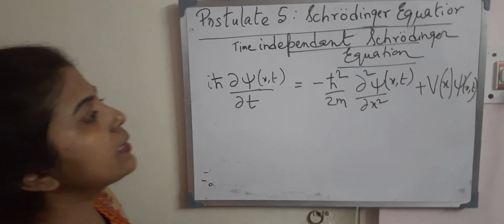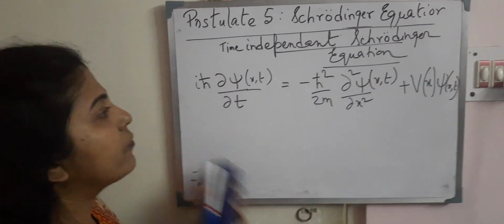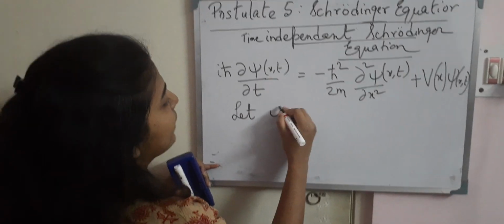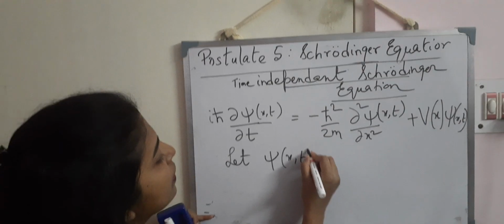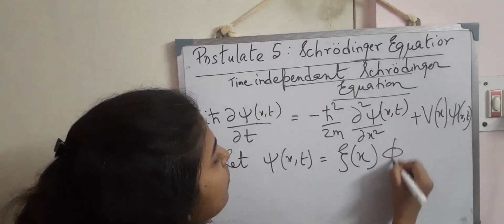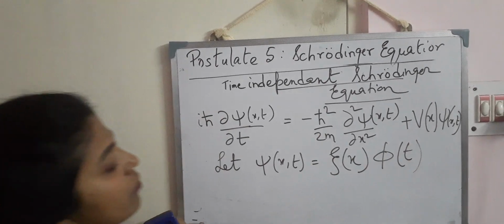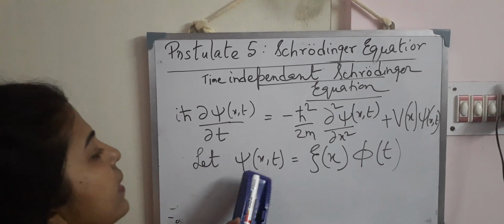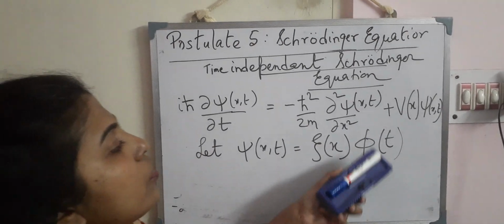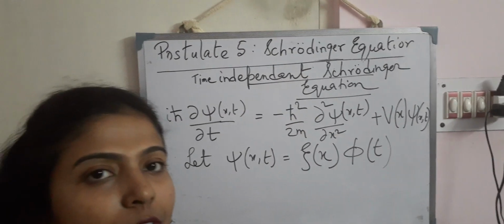Now I said that we will be applying the method of separation of variables. What I mean by that, I assume a solution: let psi x t be equal to some function of x only multiplied by some function of time only. So psi x t is equal to psi x, which is a function of x only, into phi t, which is a function of time only.